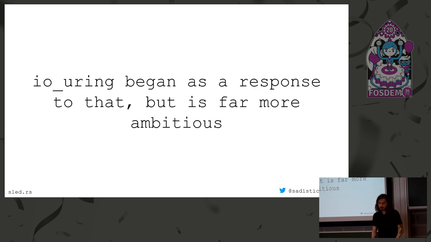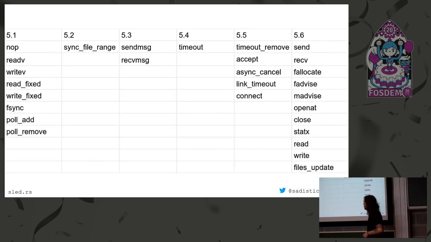So io_uring began initially as an effort just to replace that. But in effect, it's much more ambitious. In the first version of io_uring, we've got basically vectored reads, vectored writes, fsyncs, the ability to work with poll FD or event FD devices.